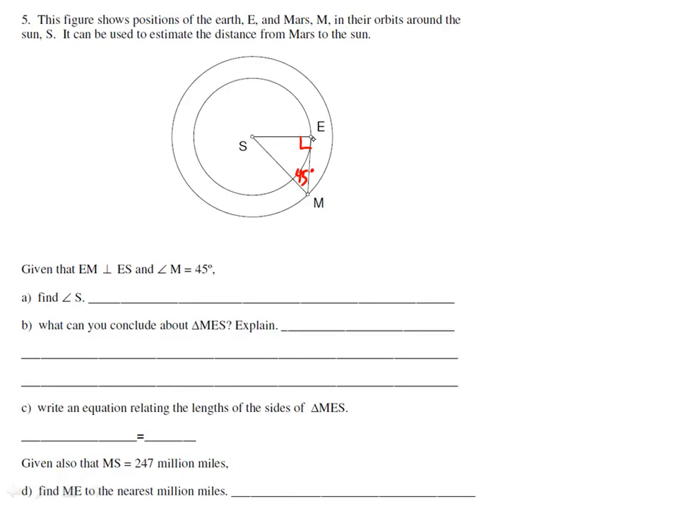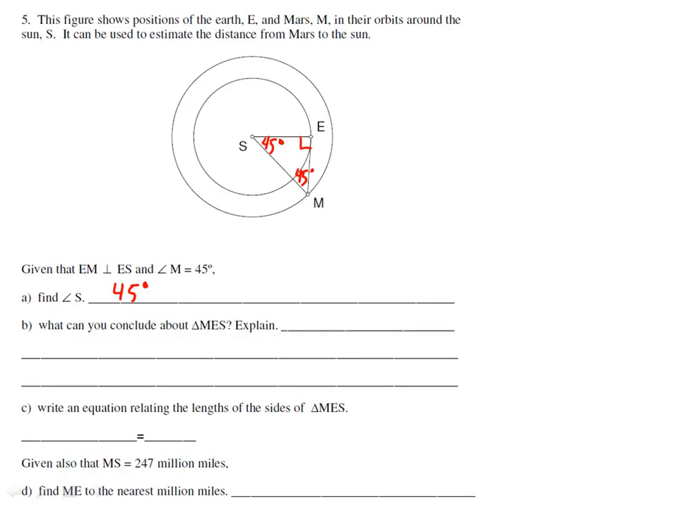If angle E is 90 and M is 45, and angle E plus angle M plus angle S have to add up to 180, then we know that angle S is also 45 degrees. Okay, so 45 degrees.